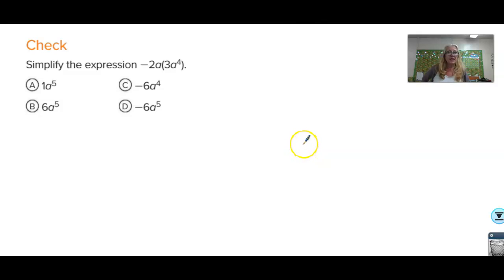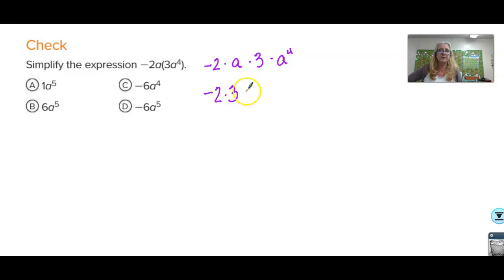Here, this was multiplication of product of a power property, which I will not miss saying, believe me. What we would do here is reorganize this, okay? This is really -2 times A times 3 times A to the 4th. All of those numbers were being multiplied with each other. We also, according to the commutative property, can rearrange these numbers: -2 times 3 times A to the 4th.